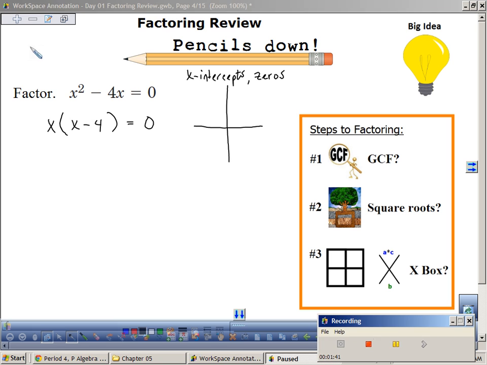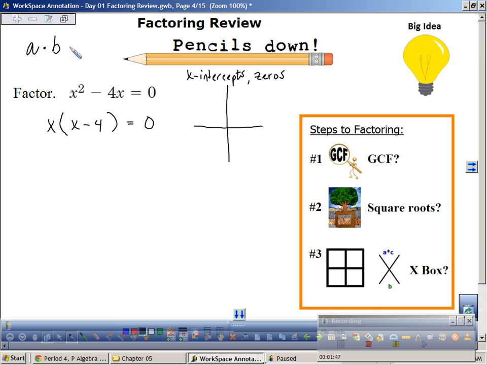If I have A times B and they equal 0, it means that one of them equals 0, correct? So this is really multiplying X times X minus 4. X either has to be 0 or X minus 4 has to be 0. This one's already solved, and X equals 4. So my zeros are at 0 and 4.